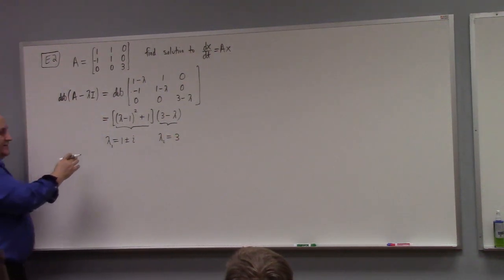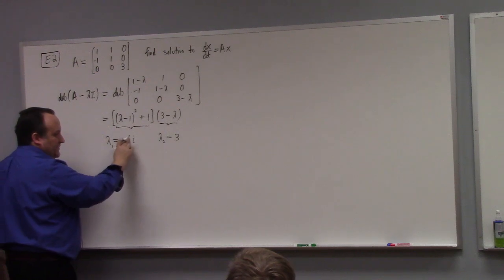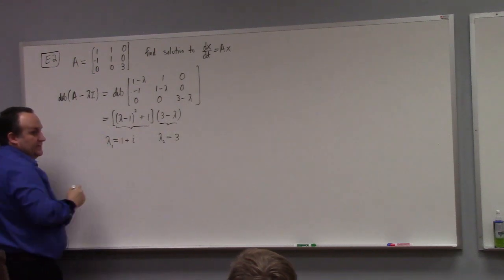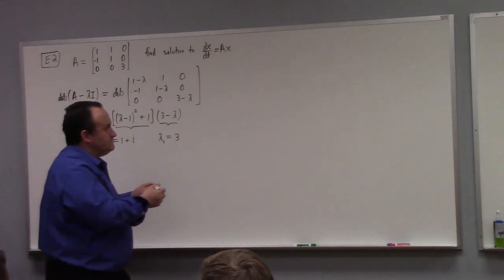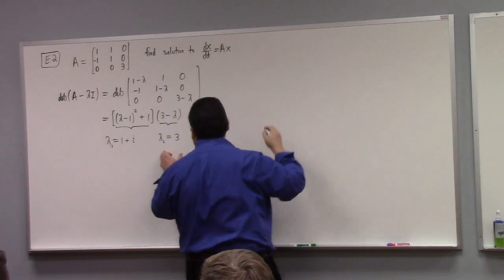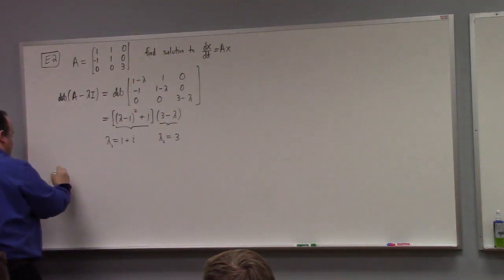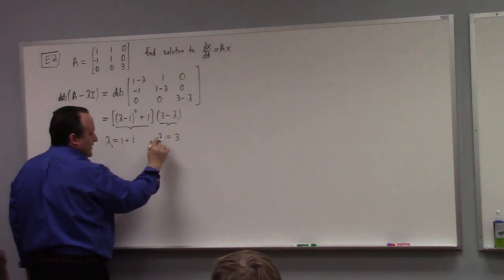Now, I'm going to erase the minus and just choose the plus i root, okay? As we've discussed, if you have the complex eigenvector, then the conjugate of it is the eigenvector of the conjugate of the eigenvalue. So just one will do for what we're doing, all right? So there you go. We'll do the easy part first. Let's do the 3. I'm going to call this lambda 3.